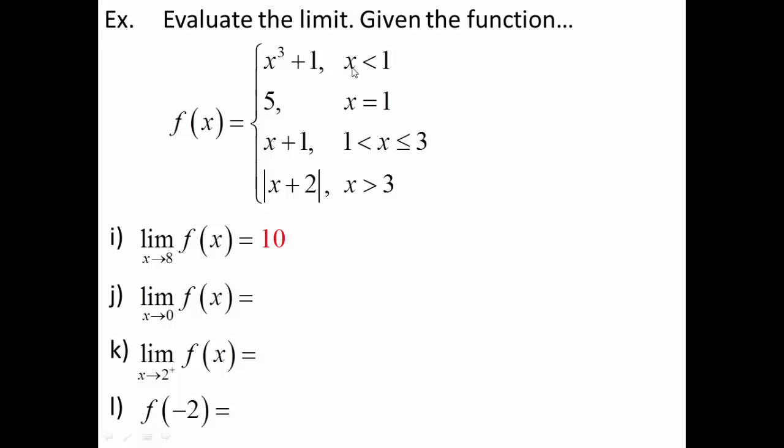0 is going to be clearly within this interval. It's not a boundary value. No need to do left hand, right hand. Just plug it in, and I get 1.